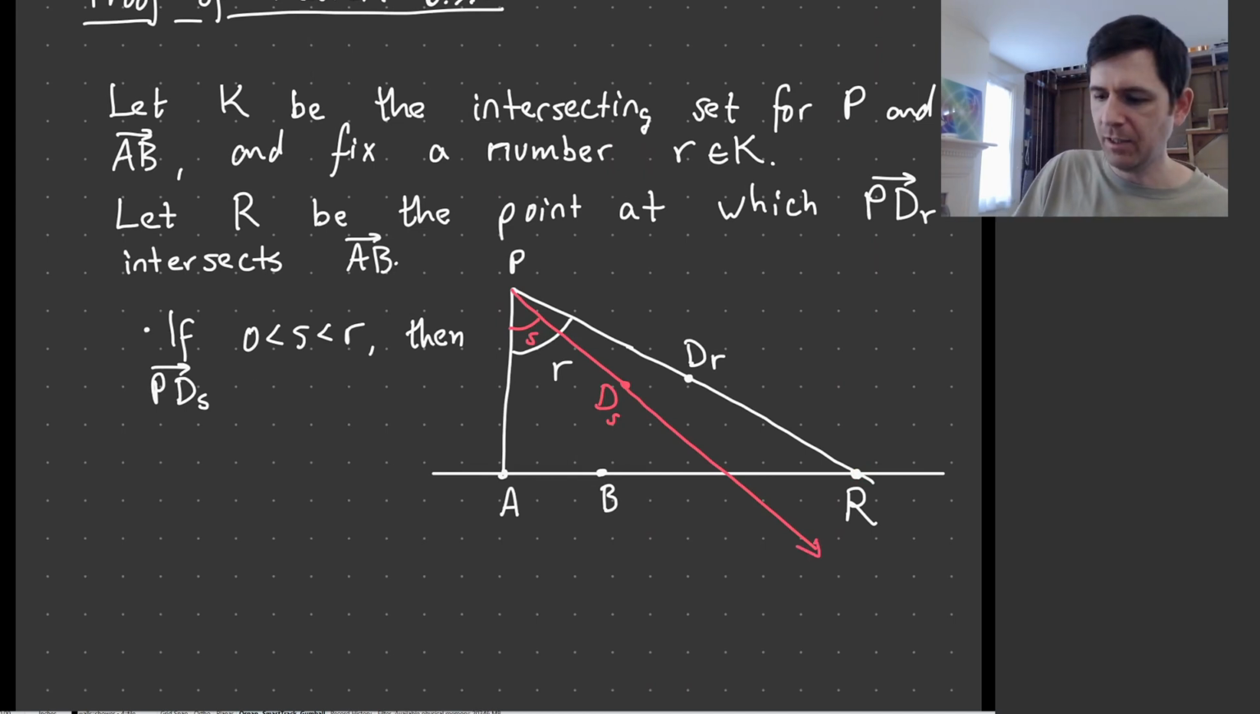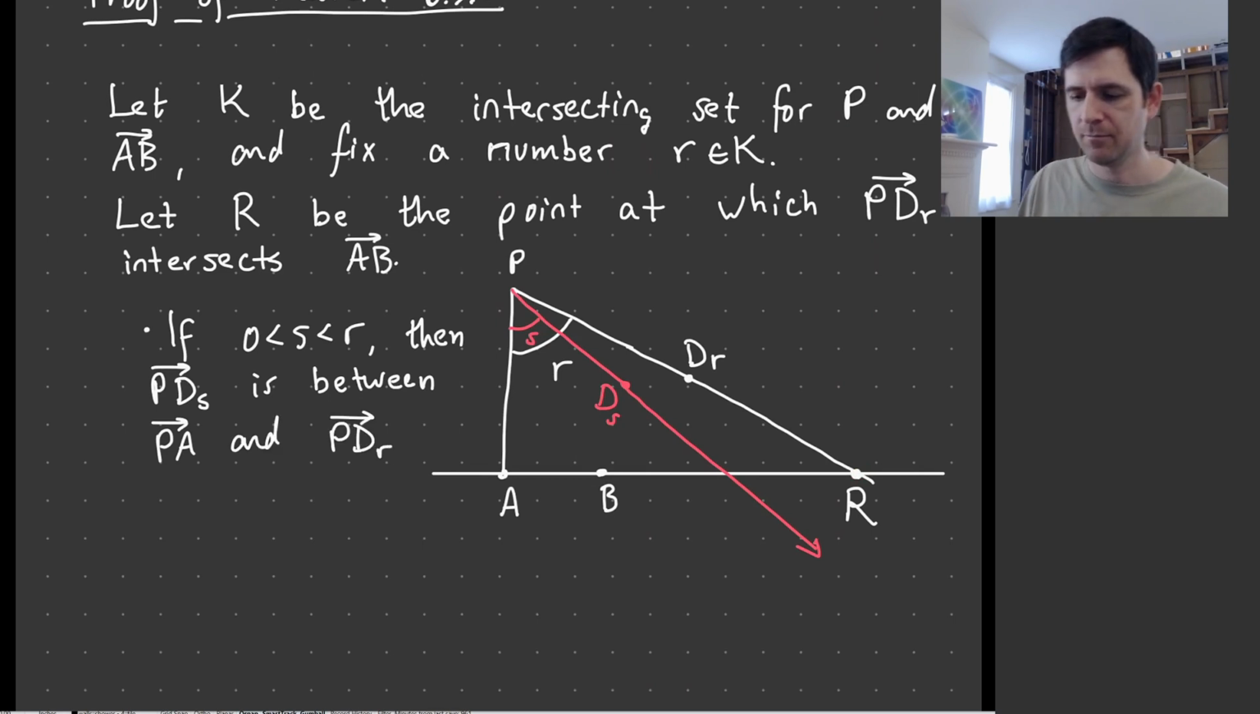So PDS is between PA and PDR, right? And that just comes from the fact that the angle S goes from PA in this direction, and it's less than the angle R, so it has to be between these two rays.